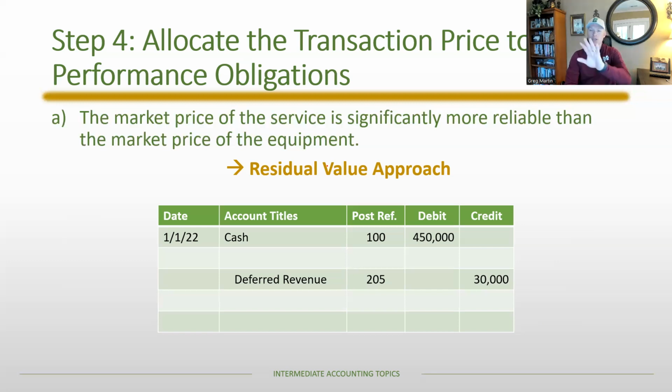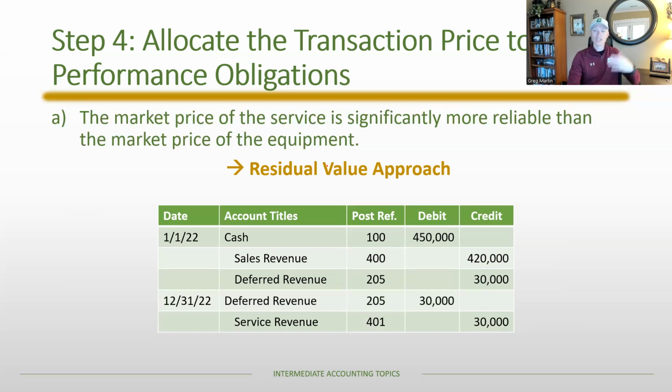But in this case, we can reliably estimate the service. And so anything absent that gets allocated to the sale of the equipment, which would be our sales revenue. And then, of course, over that year, whether every month or every quarter, that's when you would recognize your service revenue for the remaining $30,000. So that's the residual value approach.